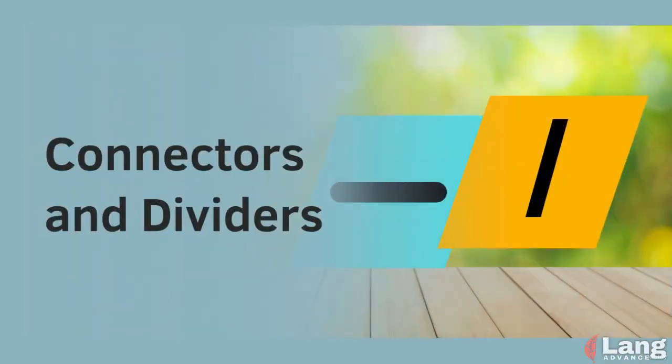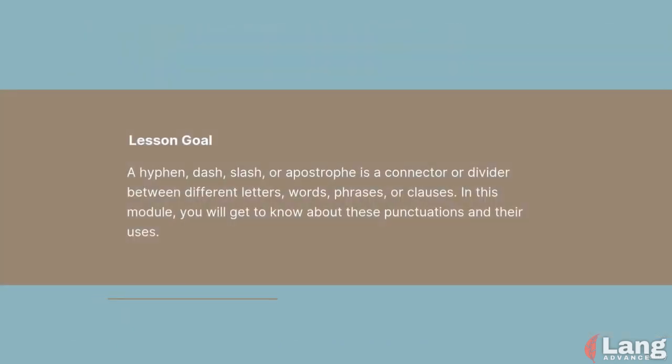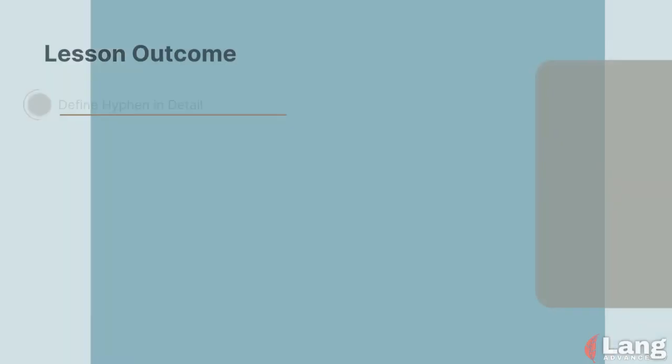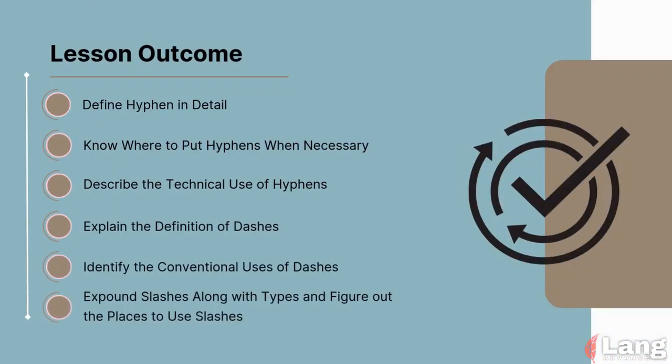Connectors and dividers. Lesson goal. A hyphen, dash, slash, or apostrophe is a connector or divider between different letters, words, phrases, or clauses. In this module, you will get to know about these punctuations and their uses. Lesson outcome. Define hyphen in detail. Know where to put hyphens when necessary. Describe the technical use of hyphens.